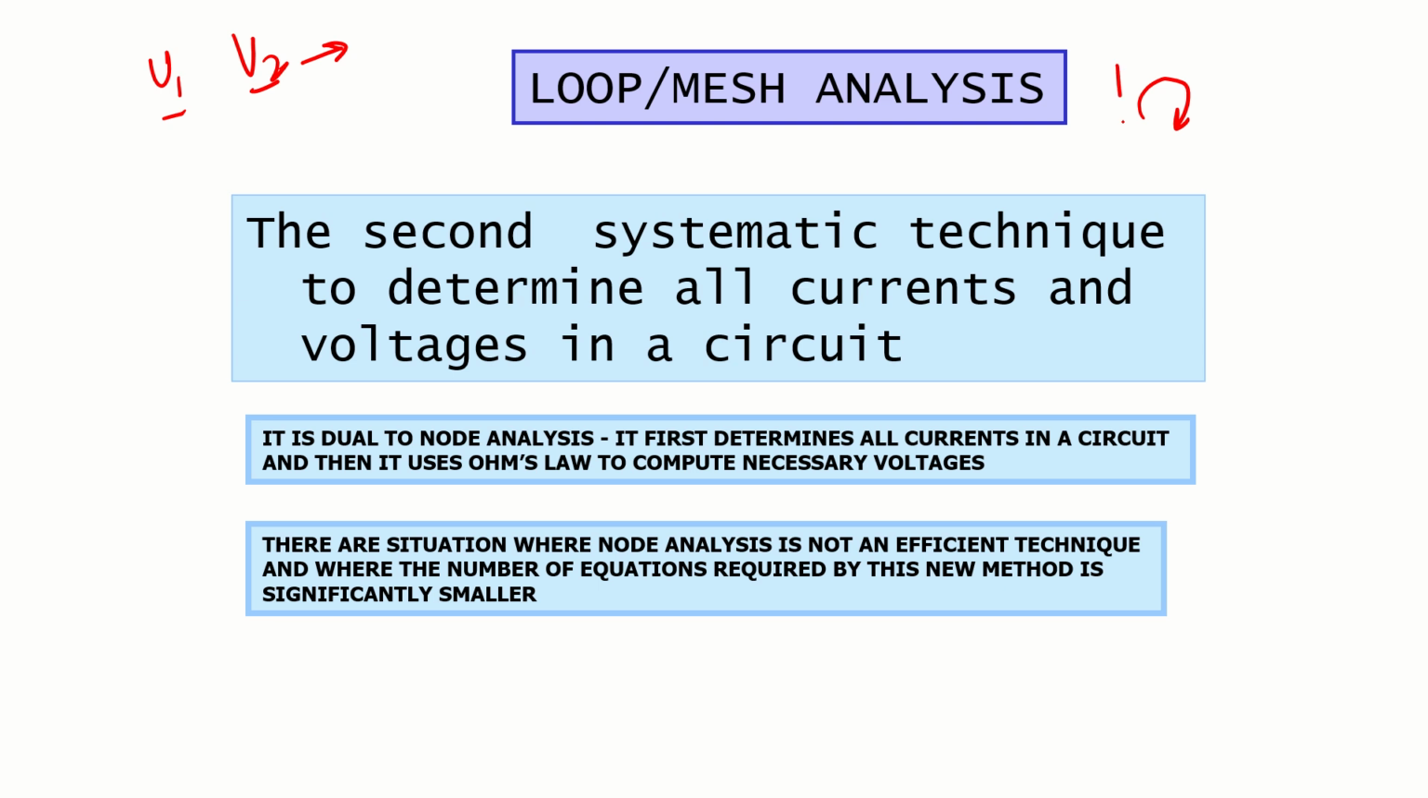For example, let's say this is a circuit, and it has two loops. So we are going to find these two loop currents. And once we find those loop currents, we can find the rest of what is required, for example, the voltages across the different branches, the power dissipated, supplied, etc. So this is the key difference between nodal and mesh analysis.